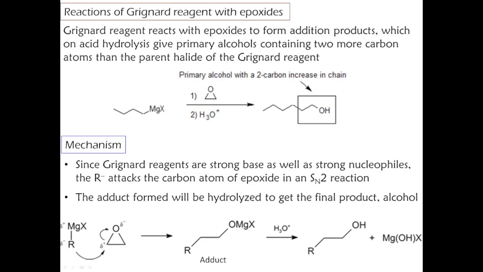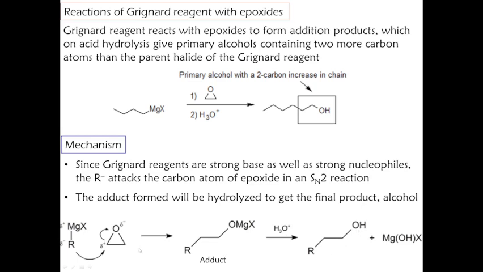Let us discuss the mechanism of it. Since Grignard reagents are strong bases as well as strong nucleophiles, the R minus attacks the carbon atom of the epoxide in an SN2 reaction, and the adduct formed will be hydrolyzed to get the final product alcohol. So here the reaction mechanism is shown. R minus is attacking the carbon atom of the epoxide, and the carbon oxygen bond shifts towards the oxygen, and then we get an adduct R CH2 CH2 O MgX. Okay, so we get an adduct which on hydrolysis gives the final alcohol.